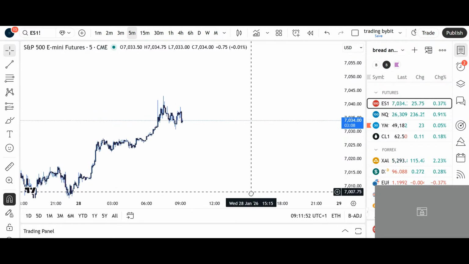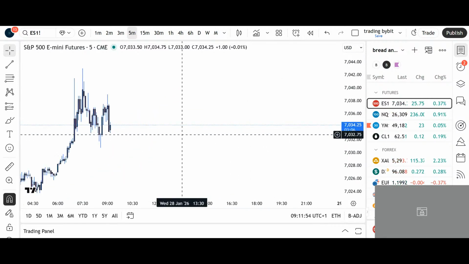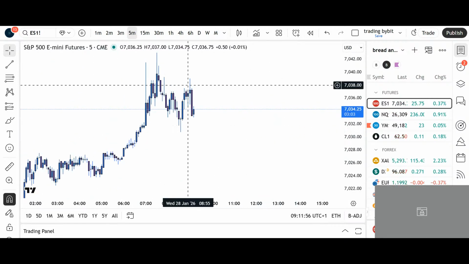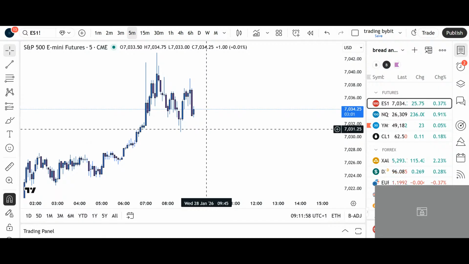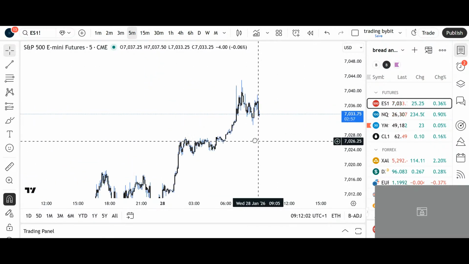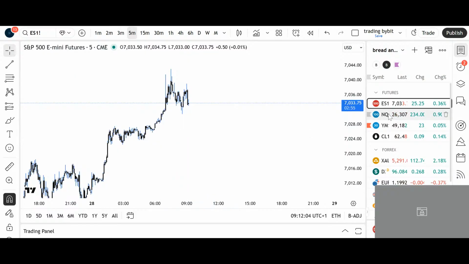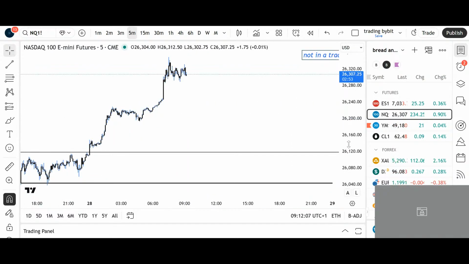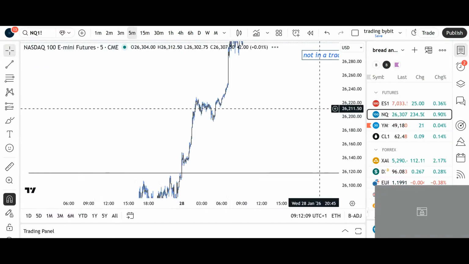For today, it looks like we're gonna go for all-time high. Maybe in the morning session in London, we move a little bit lower to take some liquidity, and then the rest of the day, I would not recommend to take any shorts. I would only recommend to long off of this trading session.